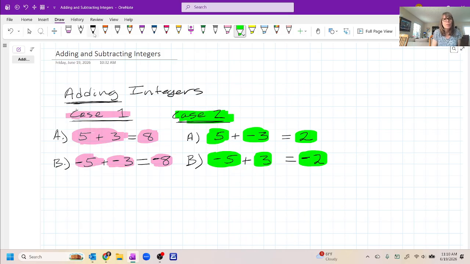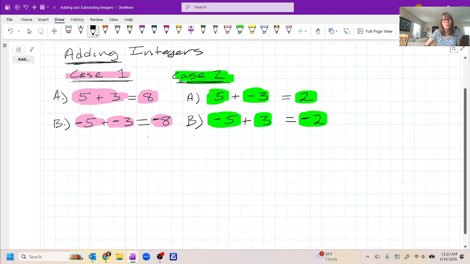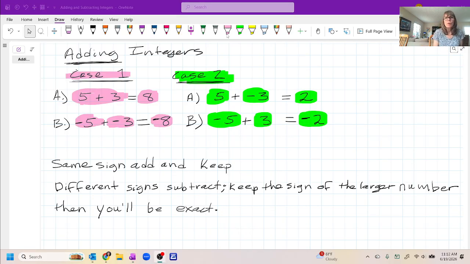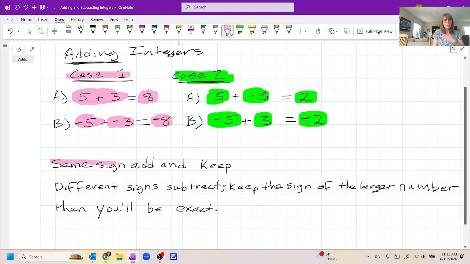There's a poem that one of my students told me about. I'm not sure where she heard it from, but I think it's a great way to remember these two different cases. So I'm going to write that down. Here's the first part of the poem. It goes, same signs, same sign, add, and keep. What they mean by that is keep that common sign. That refers to case 1. When the numbers have the same sign, you add the number parts and then keep that common sign. Here you add the 5 and the 3, you get 8, and you keep the common sign, which is positive.